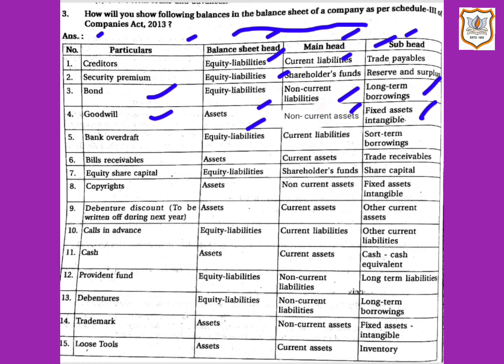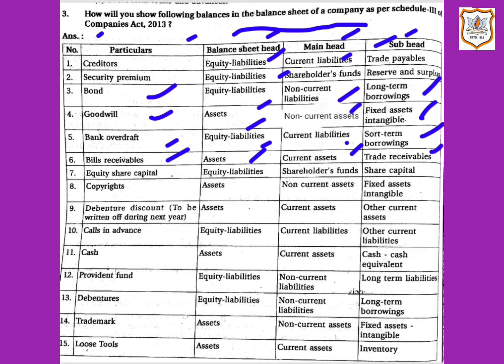Then we have bank overdraft. It will be shown on equity and liability sides under the main head current liabilities and under subhead short-term borrowings. Then bills receivable, we know that it is an asset, current asset. So here in balance sheet side, we will show it on asset side under the main head current assets, and again it will be subclassified as trade receivables.